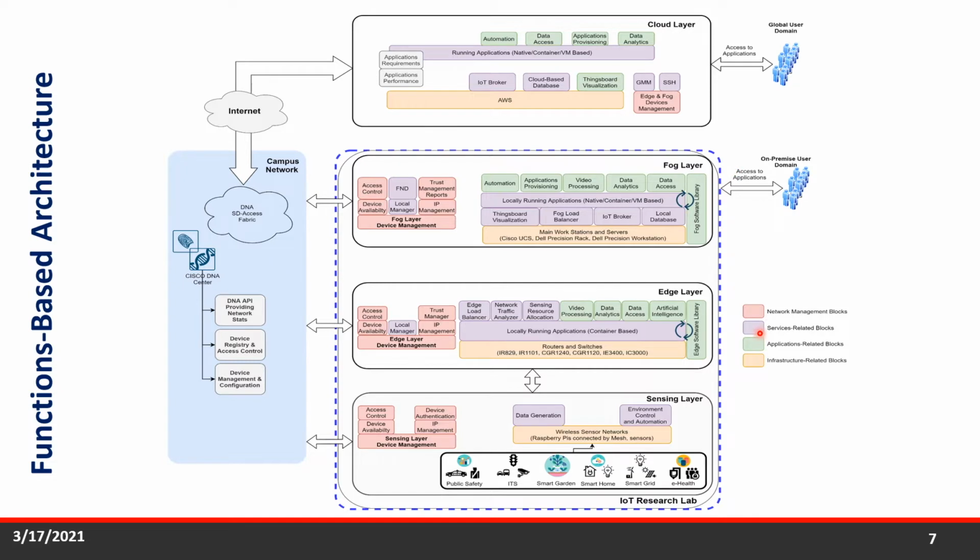The service-related blocks are services and functions that are required to keep the testbed running properly and also to keep the applications in healthy status. These services also span the different layers. So for example, data generation, environment control and automation in the sensing layer, container-based and edge load balancing, traffic analysis, resource allocation in the edge layer, brokers, and local database logging in both fog and cloud layers.